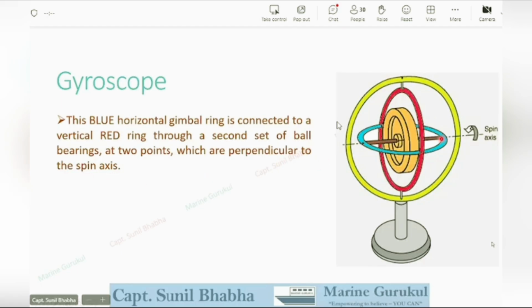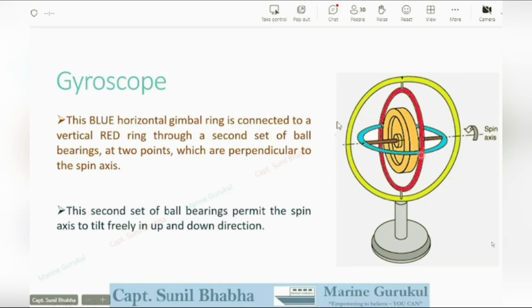The spin axis brown color rod is here, and you can see the connection point between the blue ring and the red ring are perpendicular to the spin axis, and at these two connection points between the blue ring and the red ring you have another set of ball bearings. Now this second set of ball bearings, which is present in connection of blue and red rings, they allow or permit the spin axis to move in up and down direction.